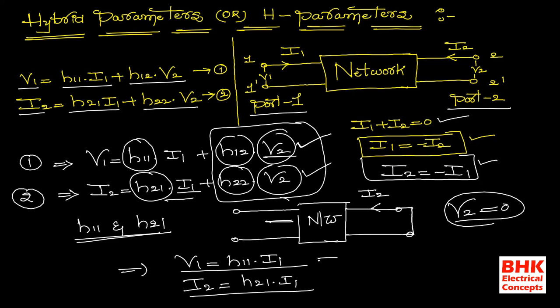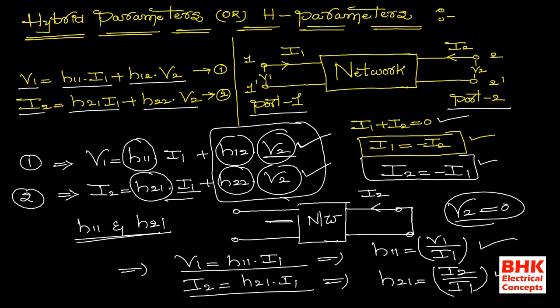Okay, now from this expression we can find the value of H11 is equal to V1 divided by I1, and from this we can say that H21 is equal to I2 divided by I1. So like this we need to find the value of the first two hybrid parameters, H11 and H21.